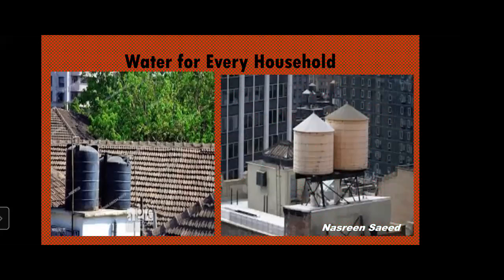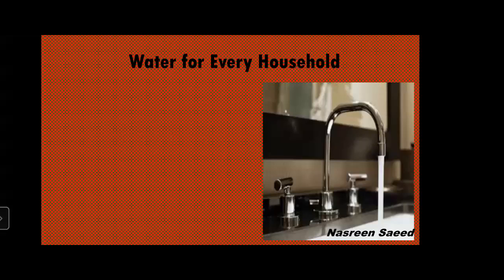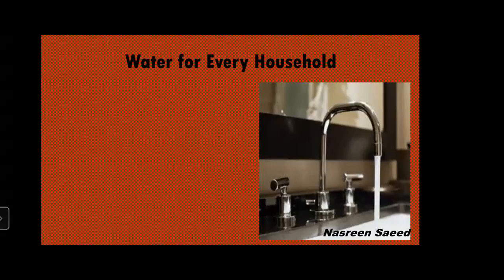Now here you can see the tanks on the building, on the rooftop. So how does water come over here? First the water is stored in a big tank. Then through big pipes it is brought down. Then it is sent through smaller pipes to these tanks. This way we get the water in our house. Smaller and smaller pipes are used to bring the water.